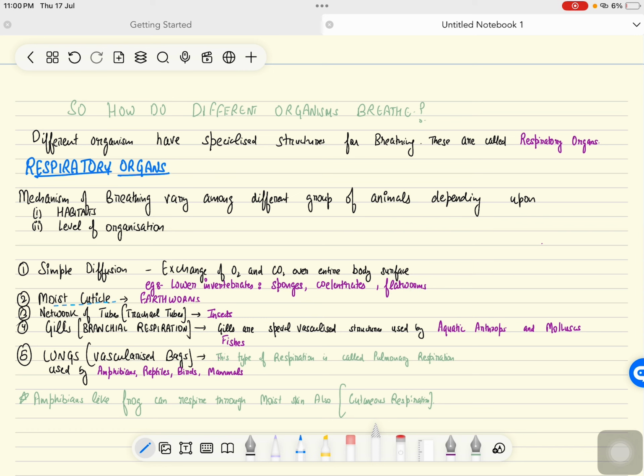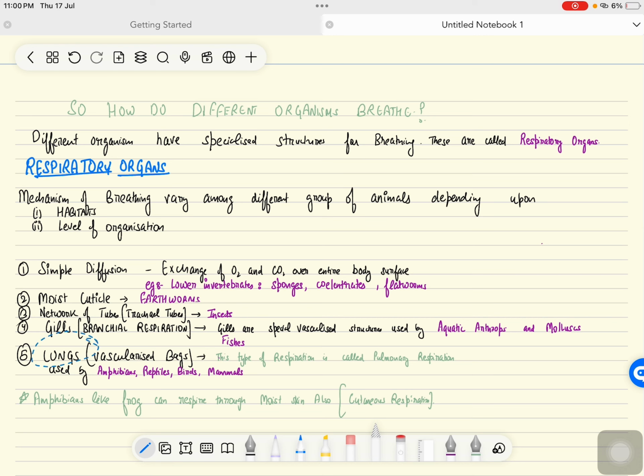Second, we have moist cuticle respiration, through the moist cuticle. This process is utilized by earthworms. Third, we have a network of tubes, which we call tracheal tubes. This method is utilized by insects or arthropods. And gills are specialized vascular structures. These are used by aquatic arthropods, mollusks, and fishes. The respiration via gills is known as branchial respiration.